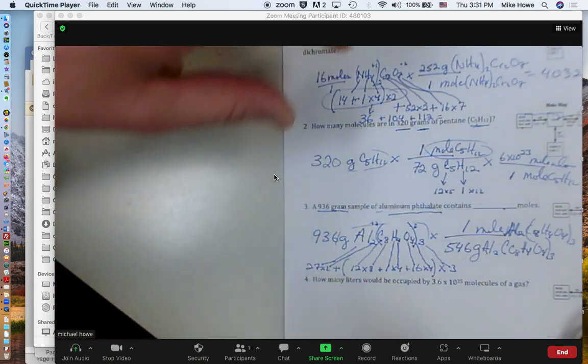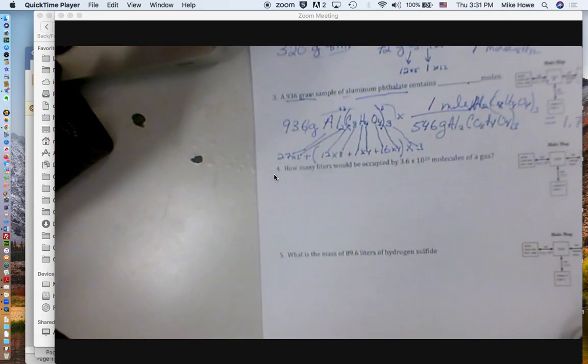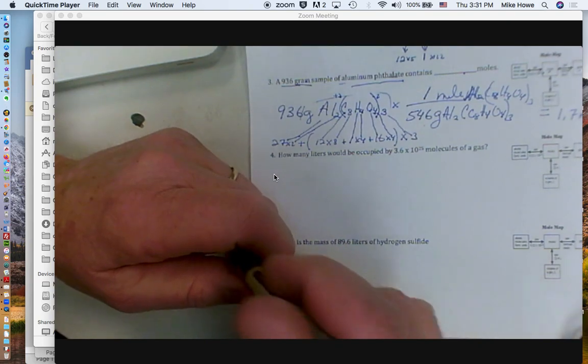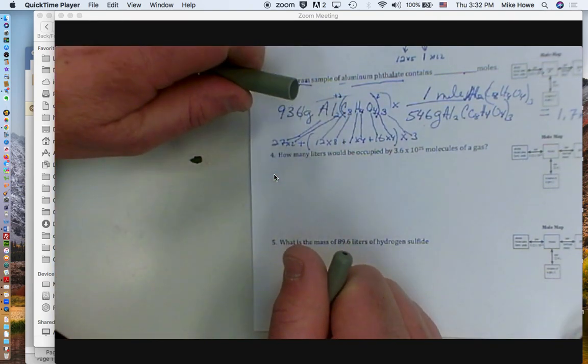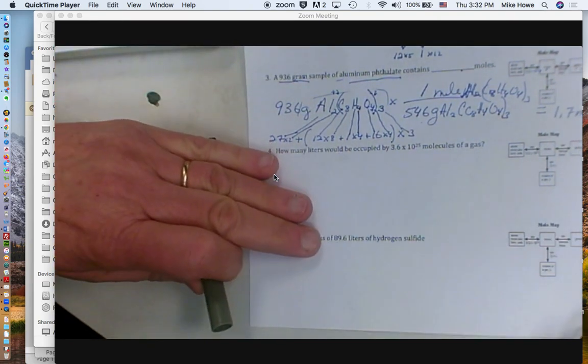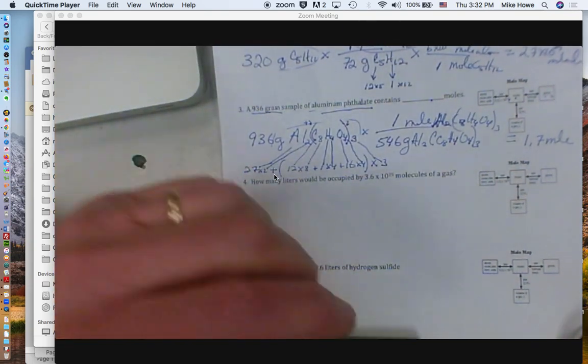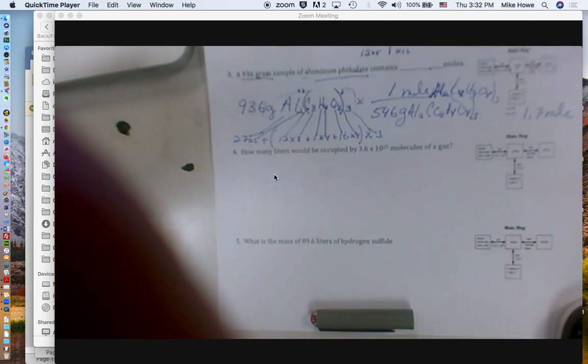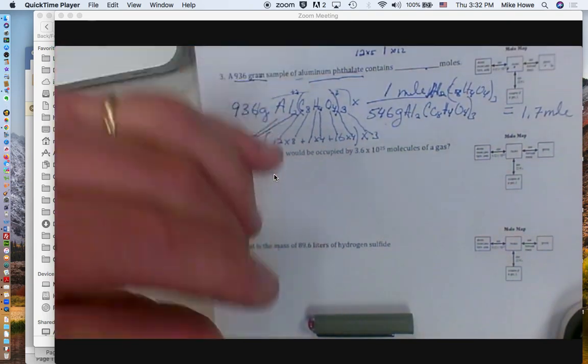So we're going to continue on with question 4 and 5 in this separate video. It's now after school. So how many liters will be occupied by 3.6 times 10 to the 25th? That number is right there. It's a little bit blurry. 3.6 times 10 to the 25th. I'm not sure I can make it any better with my camera. It's not very good resolution, but here we go.